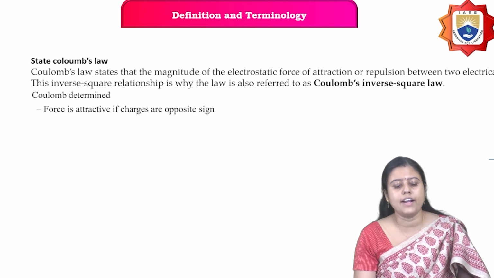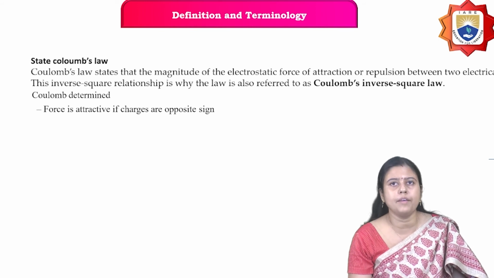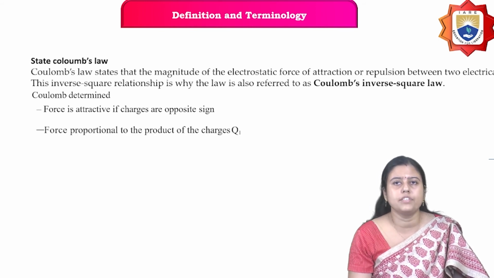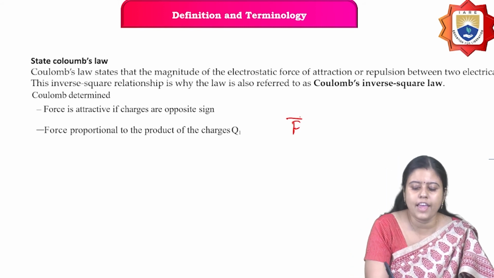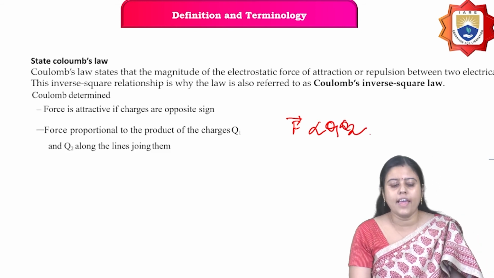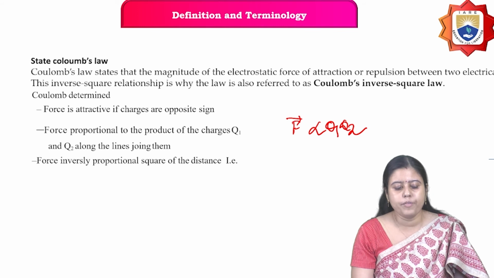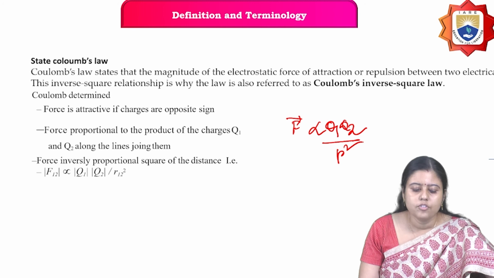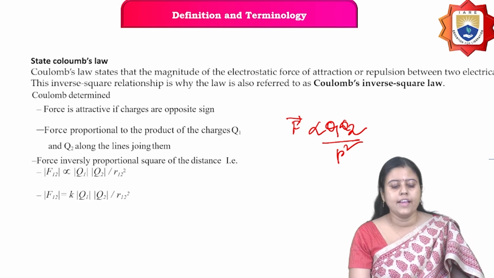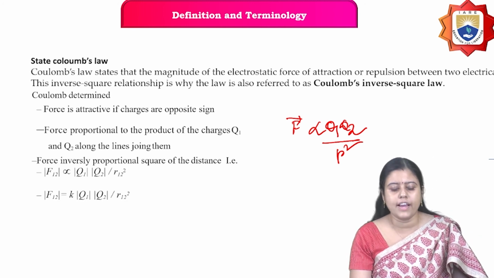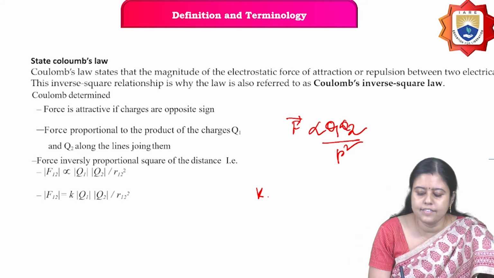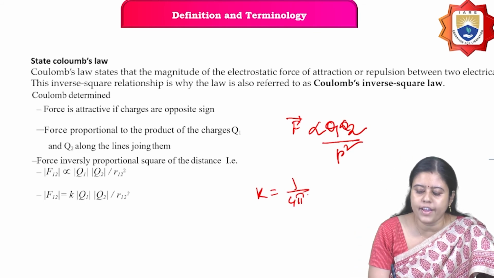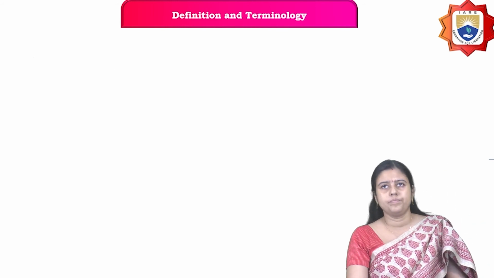So Coulomb's law can determine the force: it is attractive if the charges are opposite. The forces are proportional to the charges. F is directly proportional to Q1 and Q2, and inversely proportional to the square of the distance between them. K is the proportionality constant, and the value of K is equal to 1 by 4 pi epsilon 0.